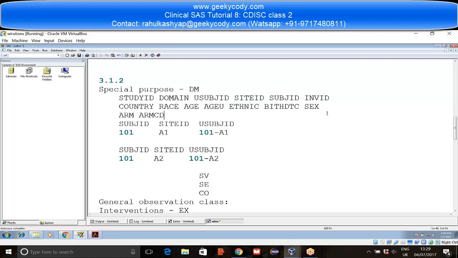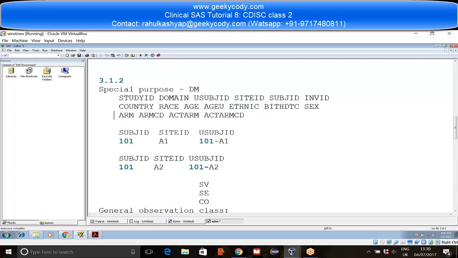Arm and arm code are nothing but planned arm and planned arm code. What is this? Arm is nothing but the treatment. These arm and arm code are the planned ones. We'll have actual ones also, actual arm and actual arm code. These are about treatment. These are the planned treatments, and these are the actual treatments.